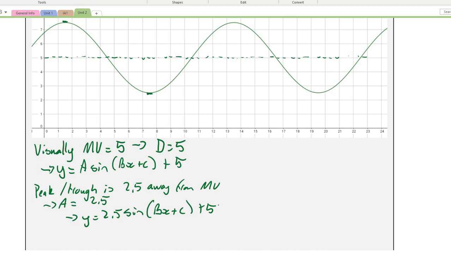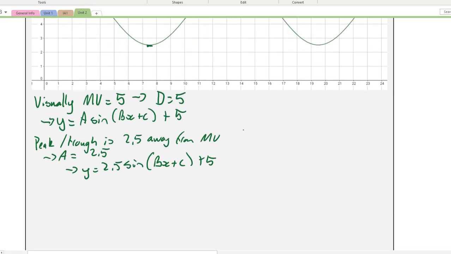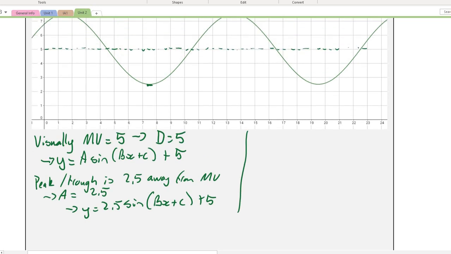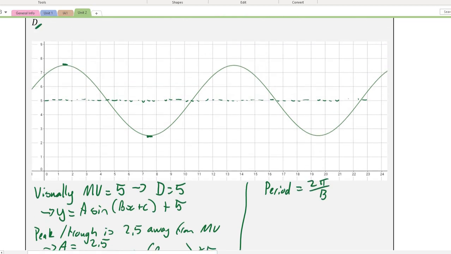Yeah, the period is 2 pi over B. So I'm just going to do this over here. We know that the period was 2 pi over B. Now, the period's not as obvious because we're not starting at a critical point on this one, which makes it a bit of a hassle.